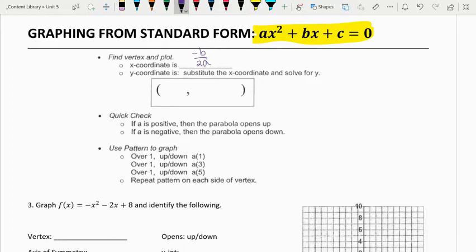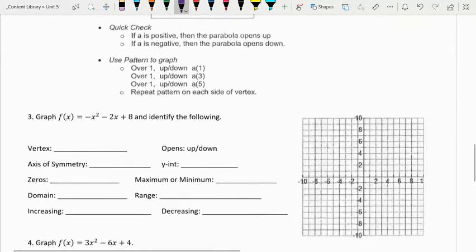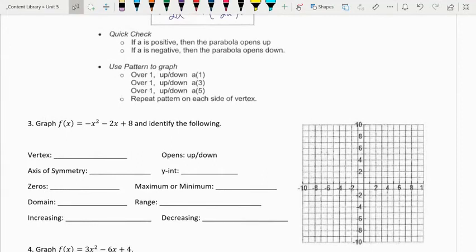The next part looks a lot more difficult than what it actually is. Okay, you find your x value by negative b over 2a. You find your y by just plugging it in. So f of negative b over 2a, which is f of whatever your x value is. Same rules apply for a being positive or negative, and moving 1, 3, 5.